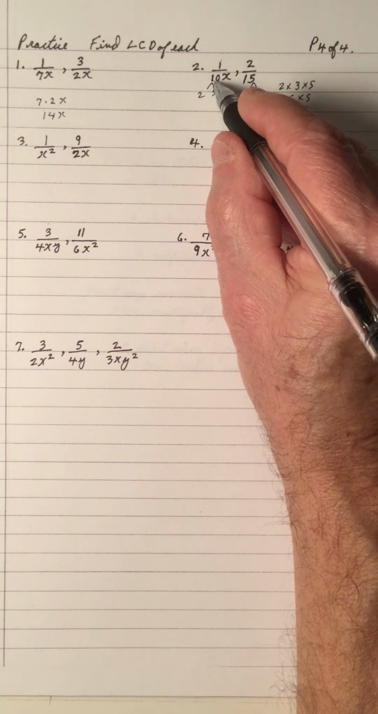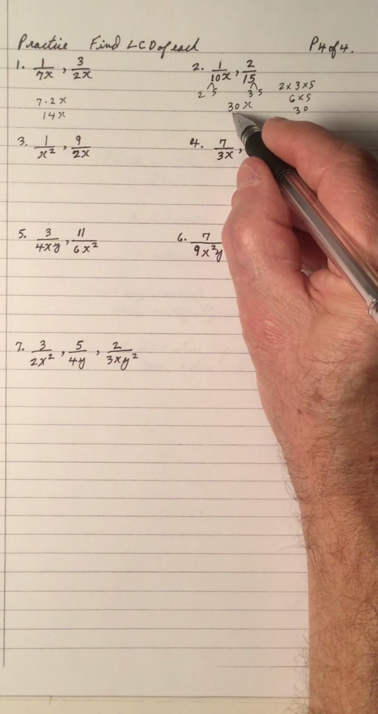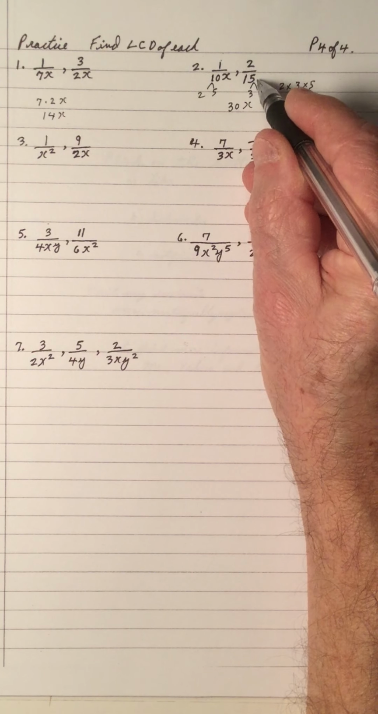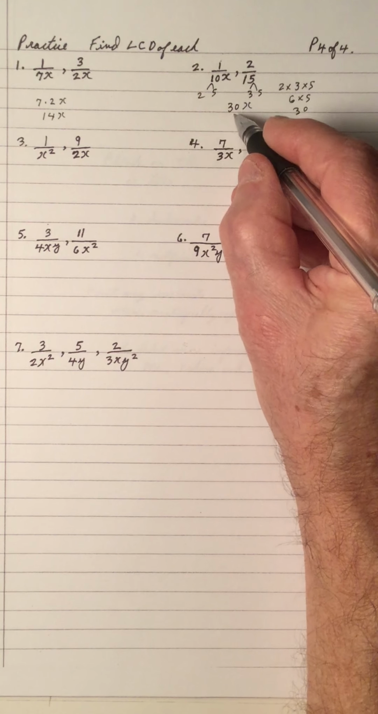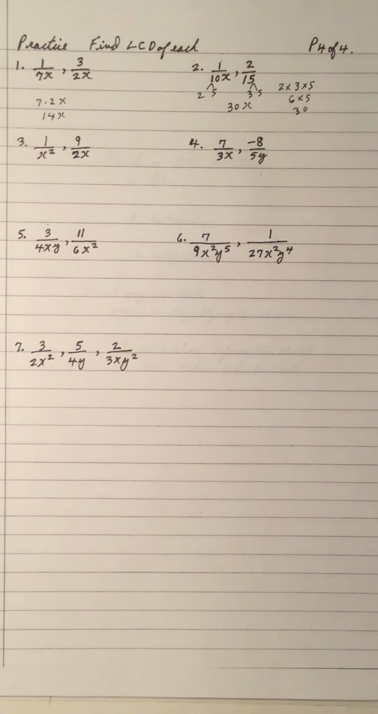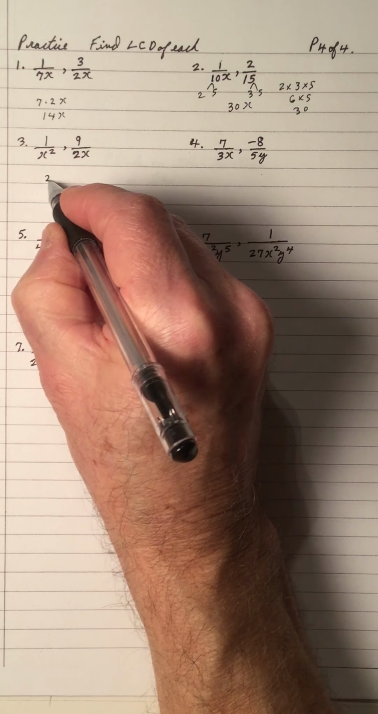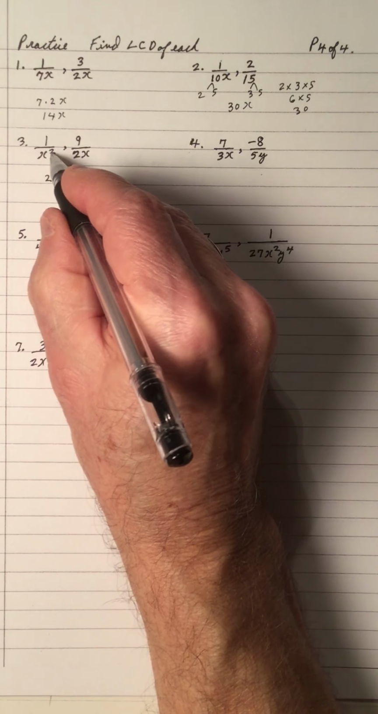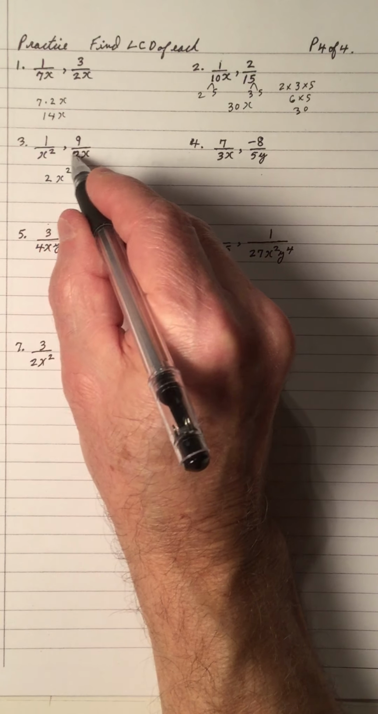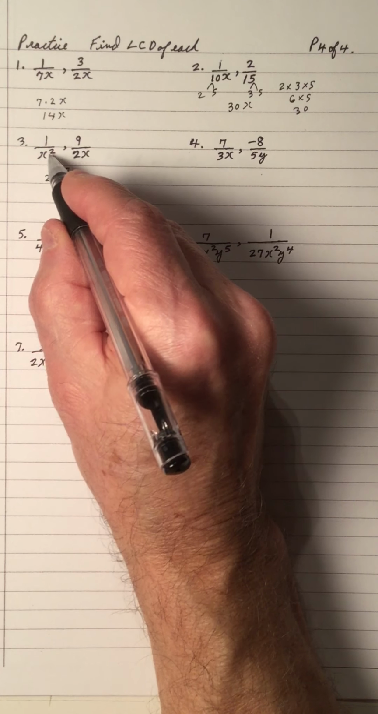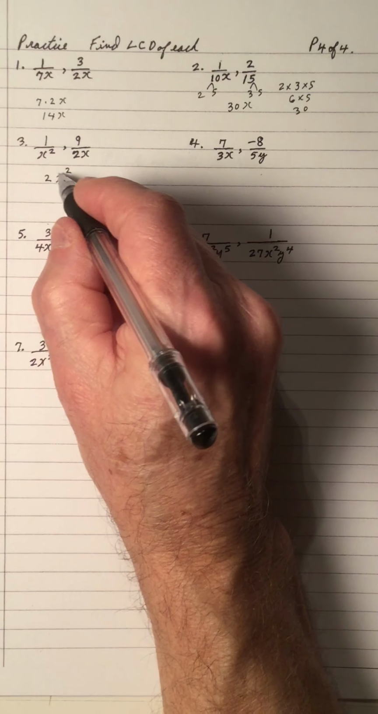LCD. In other words, 10x is here as a factor times 3. 15 is a factor of this, and then you can say that's 2x. If you multiply 15 by 2x, you get 30x. So both of these denominators are in here as factors. Number 3, I have a 2 and a 1, so 2 is a factor. I have an x as a factor, and the highest power of x is 2. So 2x squared is the LCD for these two. In other words, x squared is right here, and 2x is 2 and the x is here. So this is the LCD.